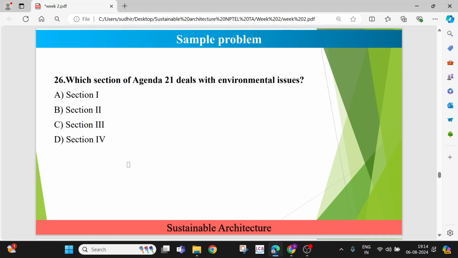Section 2 of Agenda 21 is dedicated to environmental concerns or issues, and it also focuses on the conservation and management of resources to promote sustainable development. This section addresses key environmental issues such as protection of the atmosphere, combating deforestation, managing fragile ecosystems, and ensuring sustainable use of natural resources. Some more questions can be formed based on this explanation. Out of sections 1, 2, 3, and 4, section 2 is the one that deals with the environmental concerns or issues of the globe.